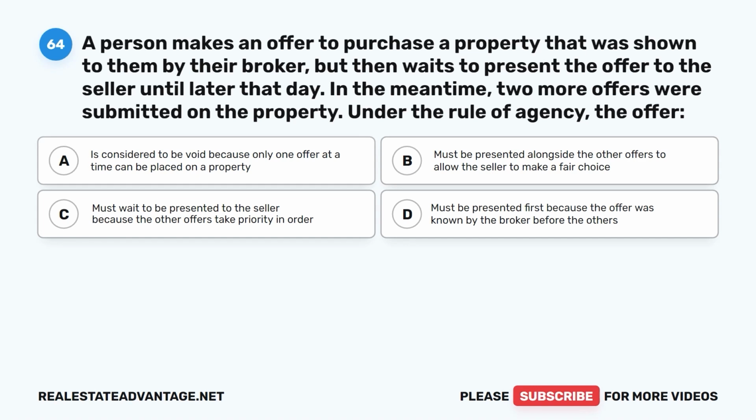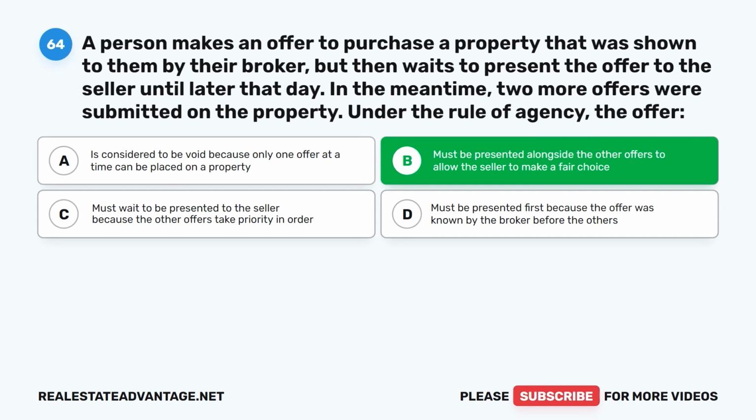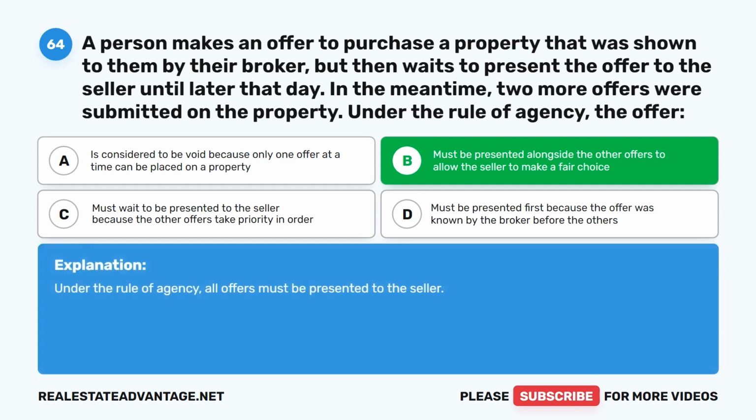B, must be presented alongside the other offers to allow the seller to make a fair choice. C, must wait to be presented to the seller because the other offers take priority in order. D, must be presented first because the offer was known by the broker before the others. The correct answer is B, must be presented alongside the other offers to allow the seller to make a fair choice. Under the rule of agency, all offers must be presented to the seller.